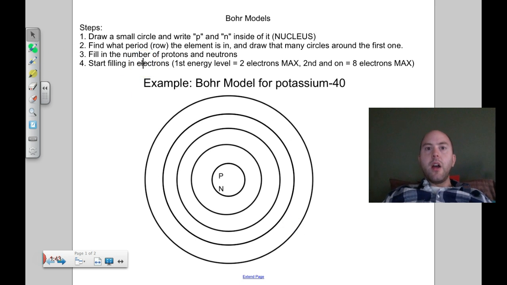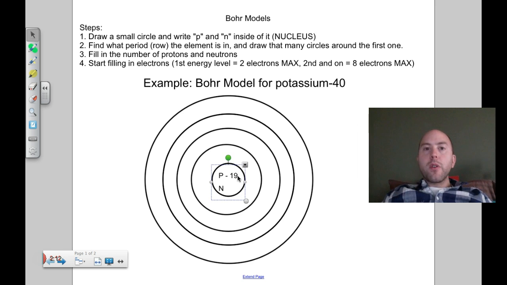Next, after I write down the nucleus, I put P and N on the inside of my little circle. That's my nucleus. After I figure out what period the element is in and put that many energy levels around it, I then start filling in how many protons and neutrons there are. For potassium, this was over the summer, so you should know how to do this. For potassium, I look at the atomic number. It's atomic number 19, which means it has 19 protons.